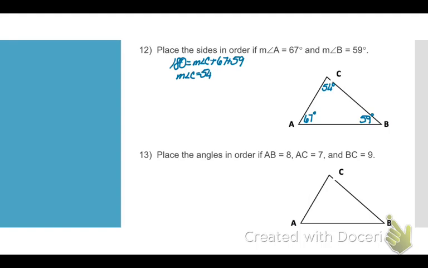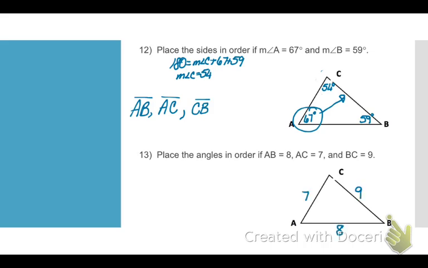And I want to find the side length, so I'm going to look for my smallest angle, and opposite that is AB, which is my smallest side. I'm going to look for my largest angle, 67, and opposite that, CB is my largest side, so AC would go in the middle.